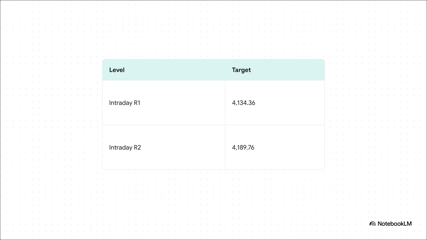These R1 and R2 levels, they are our next major milestones in this bullish run. Let's break down those exact numbers. We're looking at intraday R1 at 4,134.36 and intraday R2 up at 4,189.76. Those are our map destinations. But here's the kicker. Getting there safely from the initial breakout requires a seriously disciplined vehicle. As you know, the market almost never moves in a perfectly straight line. It zigzags, it retests, it loves to shake out weak hands. You absolutely need a way to stay objective.